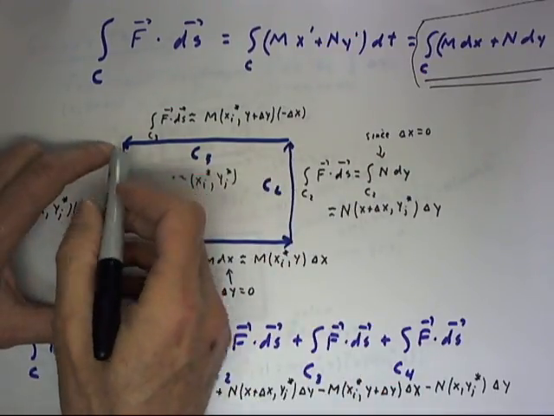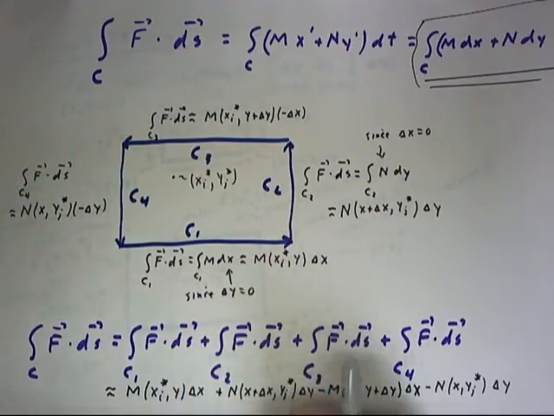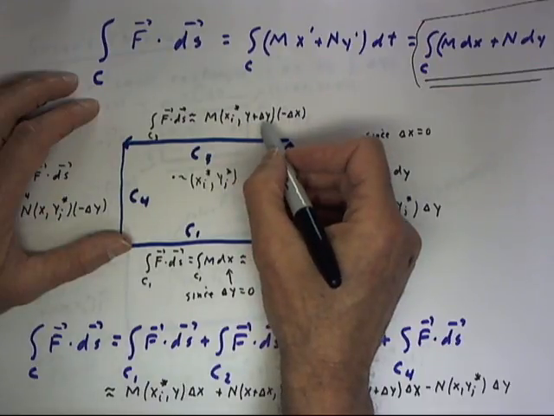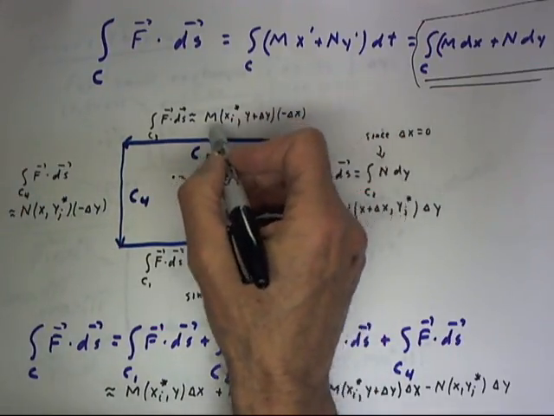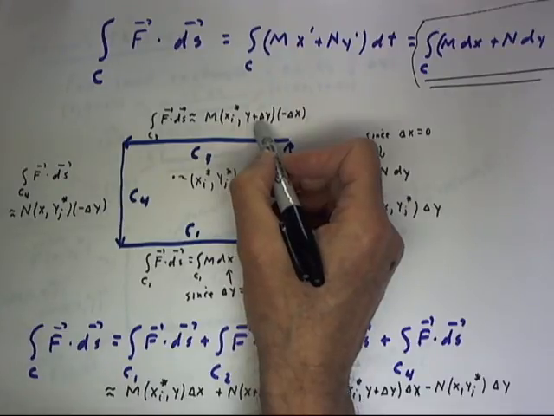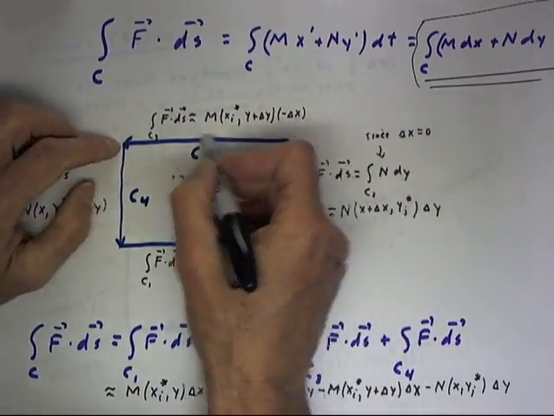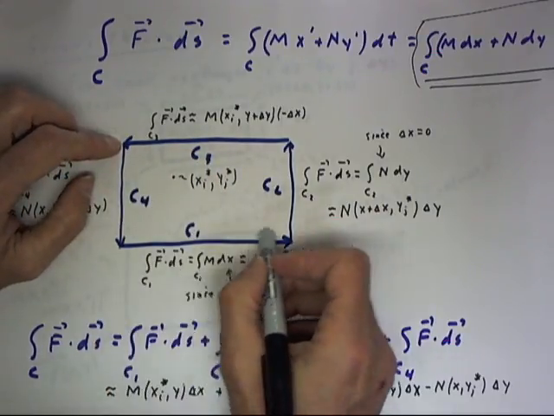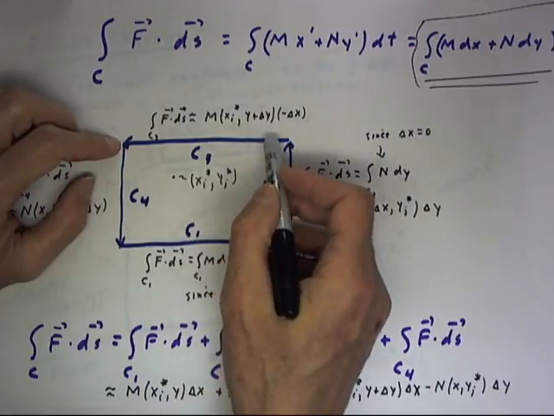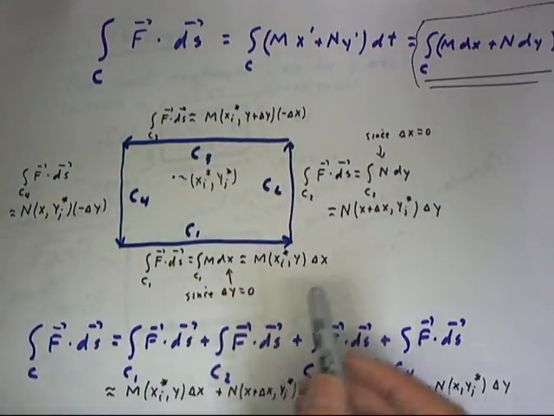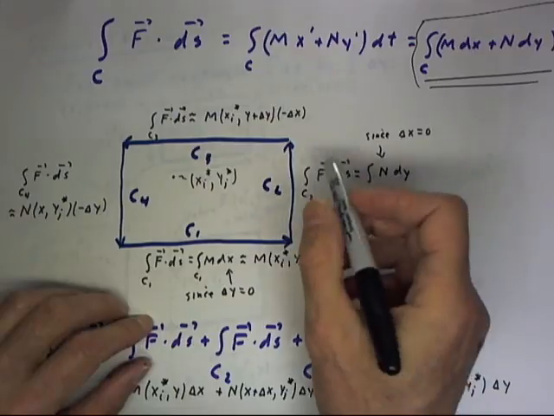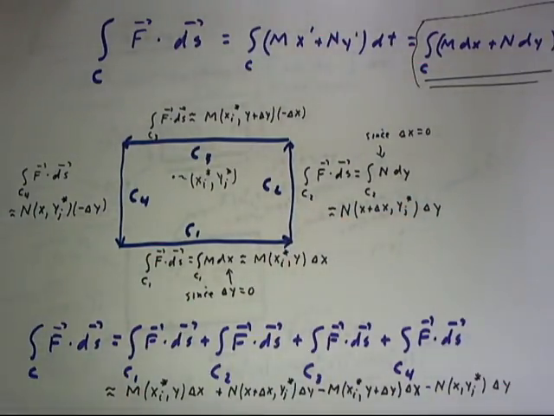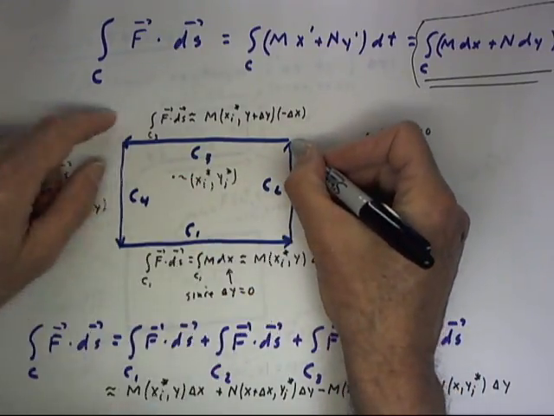Similarly, up here, we can do the same thing. Evaluating m at xi star, this time at y plus delta y. We multiply this presumed average value by our negative delta x, and we get an approximation to the contribution to the entire line integral of the C3 part of the curve. And we can write down similar expressions for the integral over the C2 part and the C4 part.